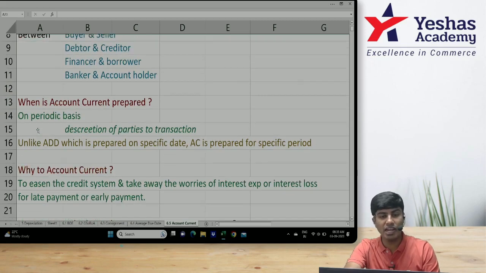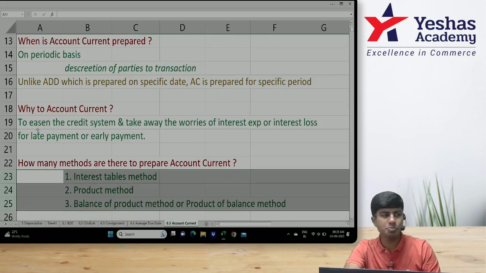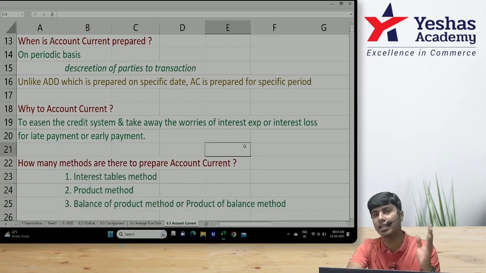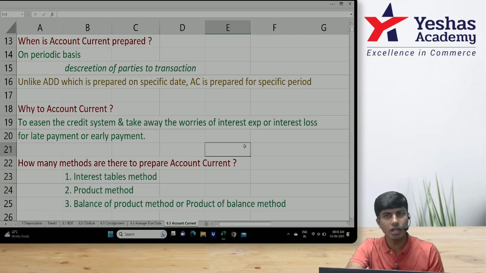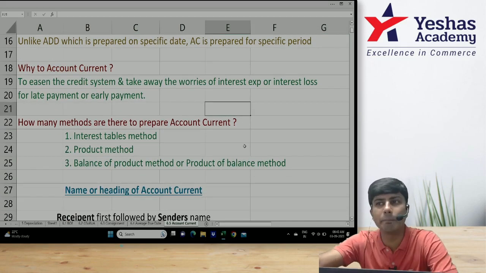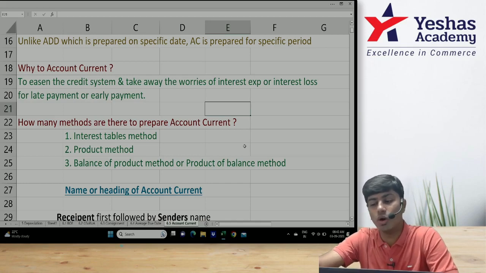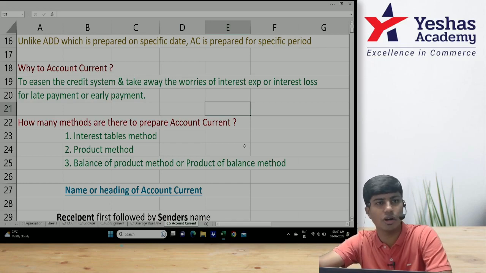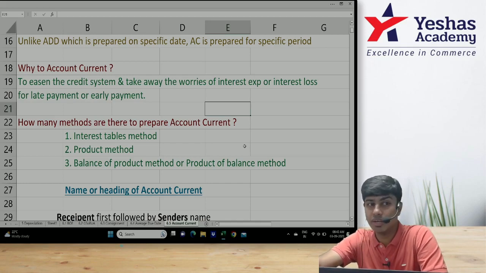Now, before we start with the problem on account current, one specific thing that we should remember, which is very, very important, because majority of the students, if they get a problem on account current wrong, it is because of the heading. They get the heading completely wrong. So I'll tell you how to remember the heading. If you write the heading wrong, your entire answer will be wrong. Do you get it?